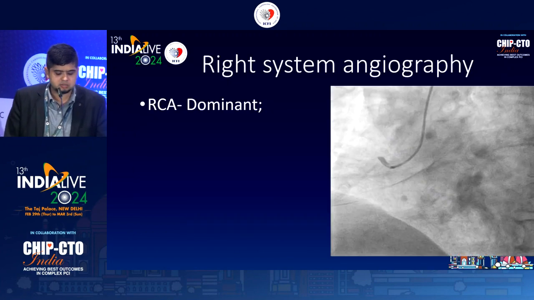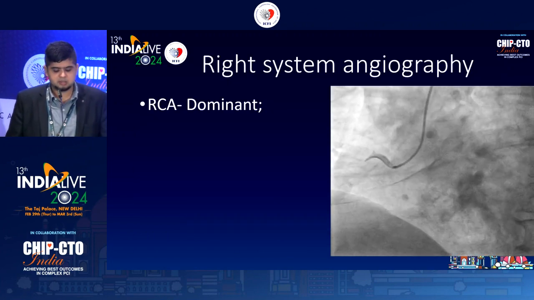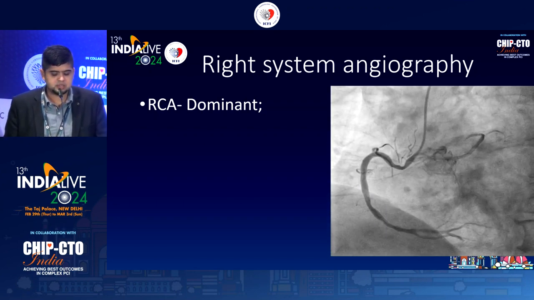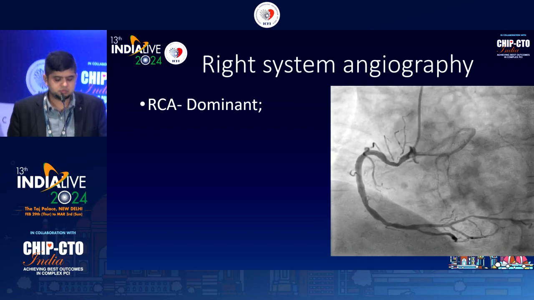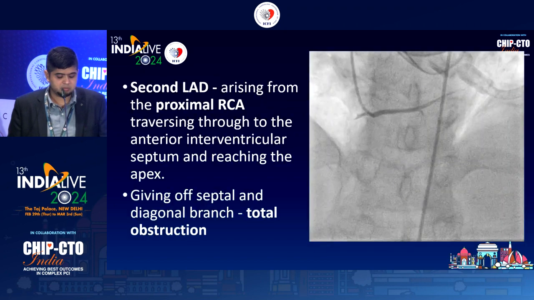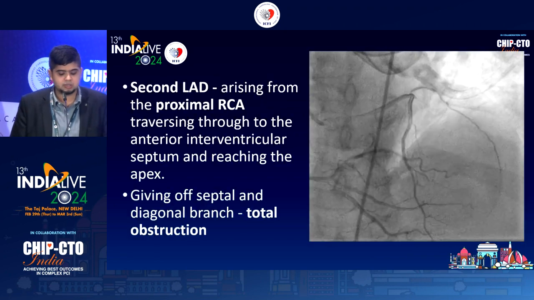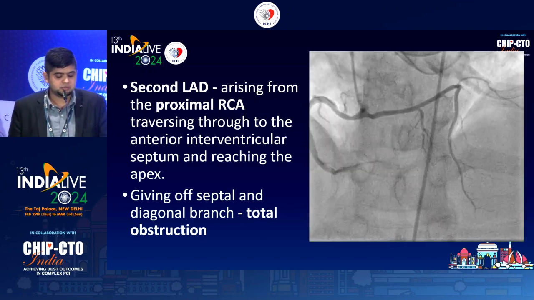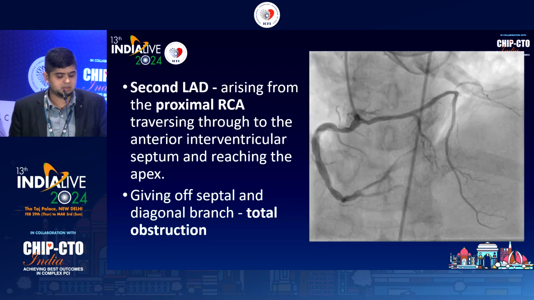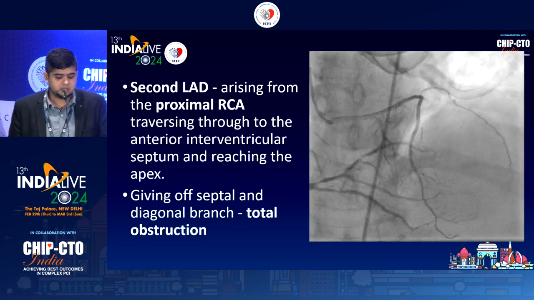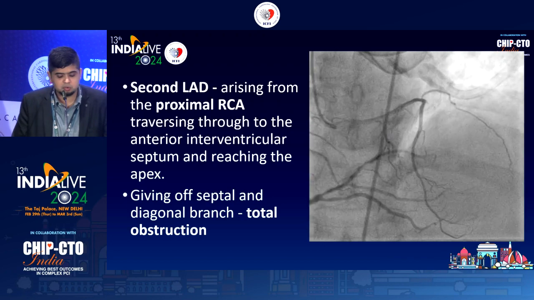So a right system angiography was done, which showed the right coronary was dominant with some lesions throughout. As you can see here, there was another vessel that arose from the proximal part of the RCA. A better view confirmed that finding. There was a big vessel which arose from the proximal part of the RCA. This vessel traversed through the anterior interventricular septum and continued its way down towards the apex. It was also giving off septal and diagonal branches. So indeed, this was a second LAD that arose from the proximal RCA.